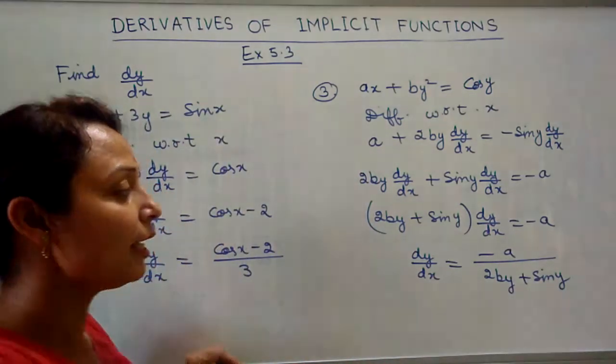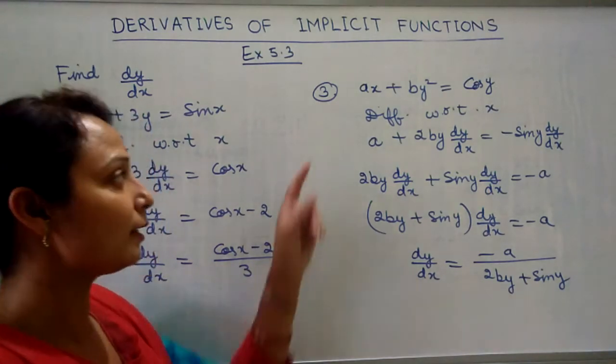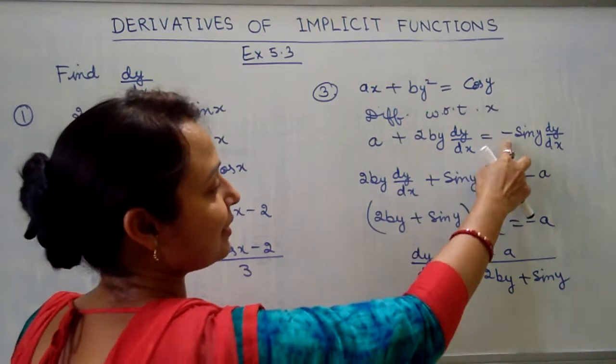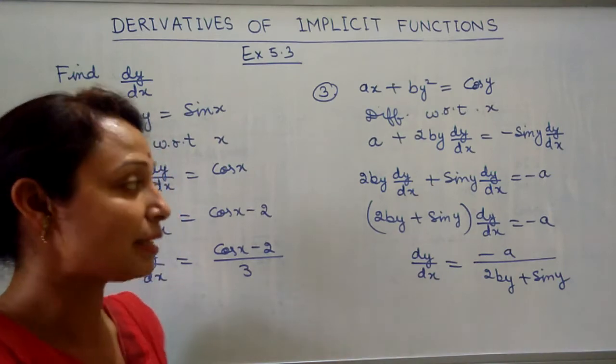So this is the way to solve the questions which have both variables x and y. Okay, so this is the way to solve the question. This comes here and this comes here, and it will be equal to 2by plus sin y.